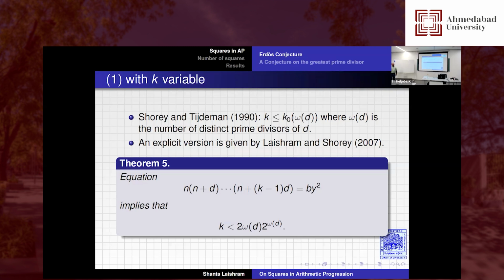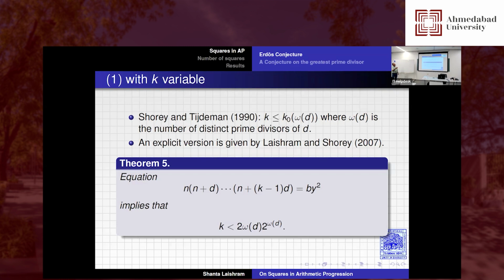They found that there's some constant depending on the number of distinct prime factors of d. Along with Saradha, I gave an explicit version of this result by showing that if there's a solution to this, then K has to be bounded by 2 times omega of d times 2 to the power omega of d, where omega of d is the number of distinct prime factors of d. This is the result we have.